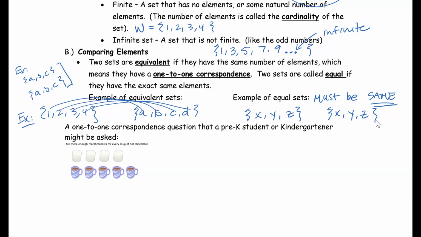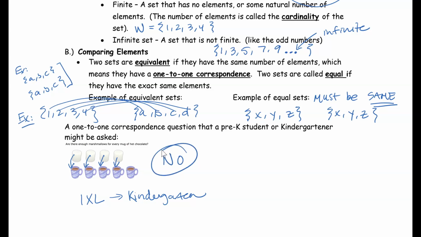For one example, I cut and pasted a question from IXL, which is an online math program, in their kindergarten section. One of my children was working on this, and I snapped a shot because I thought it'd be helpful and relevant to this section. Are there enough marshmallows for every mug of hot chocolate? They're being asked to try to form a one-to-one correspondence and see if it works. In this case, there are not enough marshmallows for every mug of hot chocolate. So we would say no.